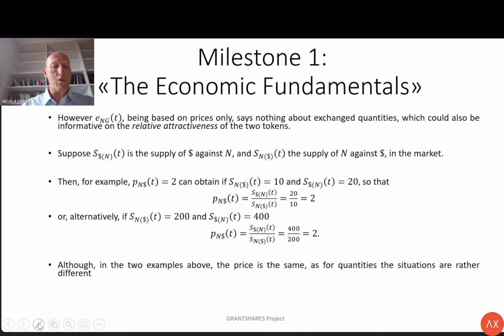Now here's the point I want to make. I already anticipated that market prices say a lot, but they don't say everything. They don't contain all the interesting information, at least insofar as keeping the economy under control is concerned. What do I mean by this? Just consider the number of dollars, P_N, which, let me remind you, is the number of dollars that you can buy with one NEO token. And suppose this price is equal to 2. So with one NEO token, you buy $2.